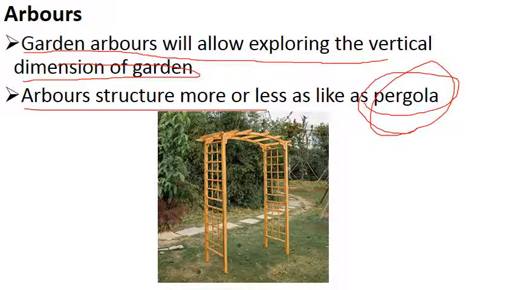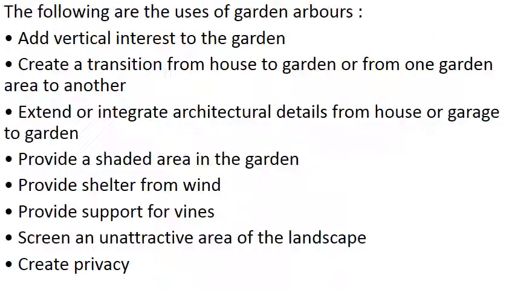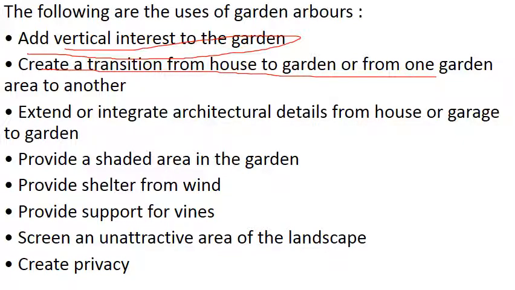Here this is the structure of a pergola. This is the simple structure. There are many complex, big, large structures also, but this is the simple arbor. Like pergolas, arbors have some uses: they add vertical interest to the garden, and create a transition from the house to the garden or from one garden area to another.